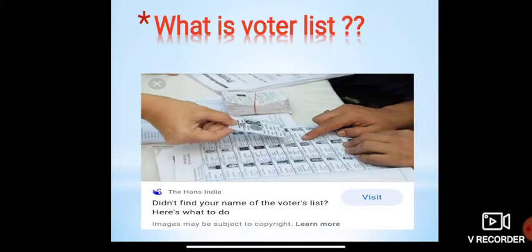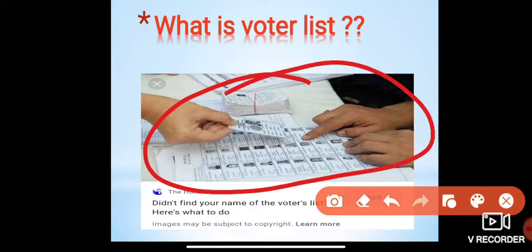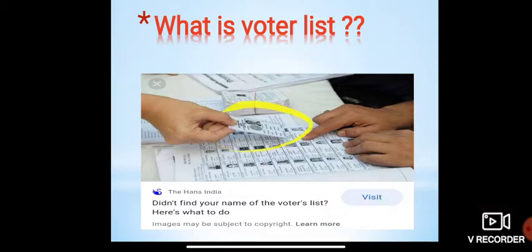Alright, what is a voter list? Let's learn what a voter list is, as you can also see from the picture here. A voter list is a booklet containing the details and information of individual persons in a constituency. Until and unless you have this voter ID card, you cannot contest in the election or go for voting. So in order to vote, you need to have your voter ID.